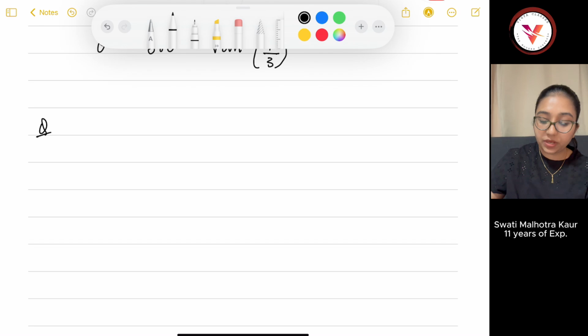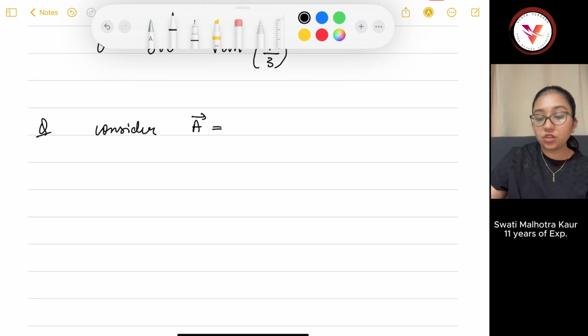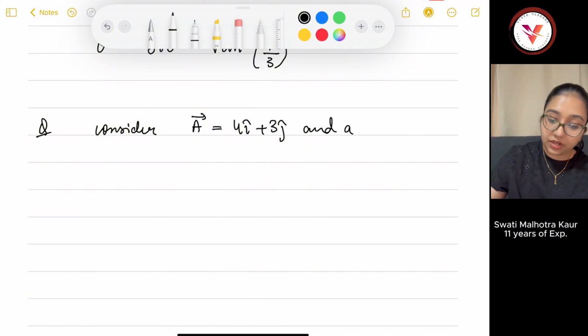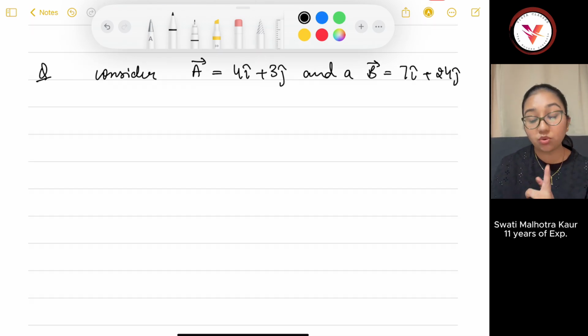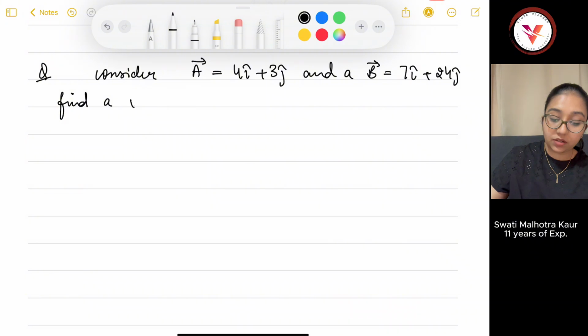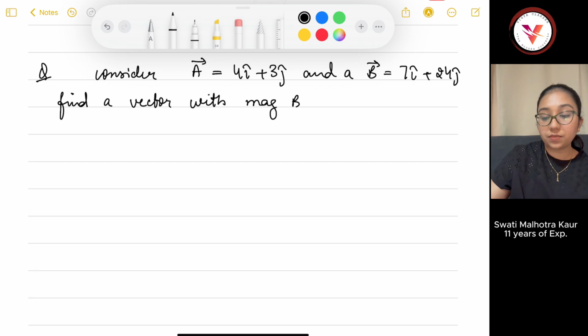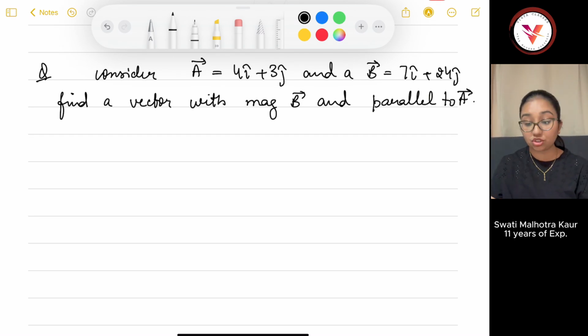So you've been asked, consider a vector a which is 4i cap plus 3j cap and a b vector which is 7i cap plus 24j cap. Now you have to find a new vector whose magnitude is same as b and is parallel to a. If it is parallel to a, then that means it is in the same direction of a.